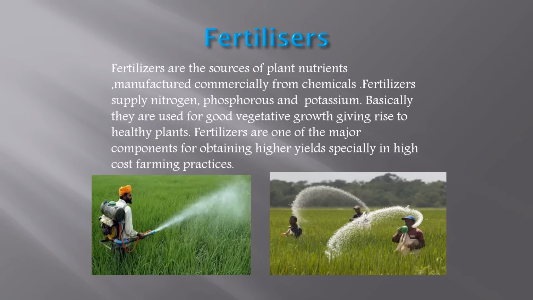Fertilizers are the sources of plant nutrients manufactured commercially from chemicals. They supply nitrogen, phosphorus and potassium to the soil. Basically they are used for good vegetative growth, giving rise to healthy plants. Fertilizers are one of the major components for obtaining higher yield, especially in high cost farming practices.